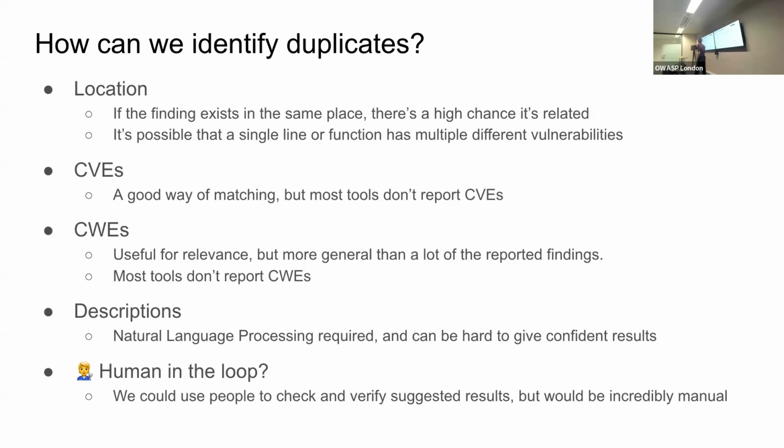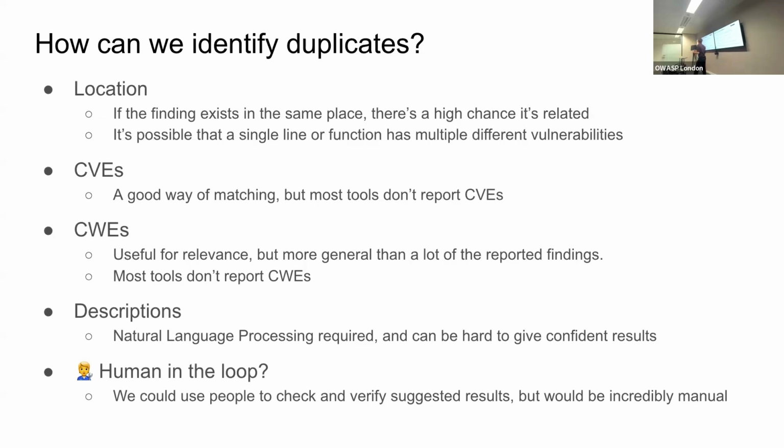CVEs would be the gold standard as a way of matching, but most tools don't report CVEs. CWEs are similar. They would be very useful for relevance, but they're often too vague for matching, and again, most tools don't report CWEs either. This leads to descriptions, which is natural language processing. This is commonly what LLMs would be used for and seems like a really ideal use case for it, but it can be hard to give confident results.